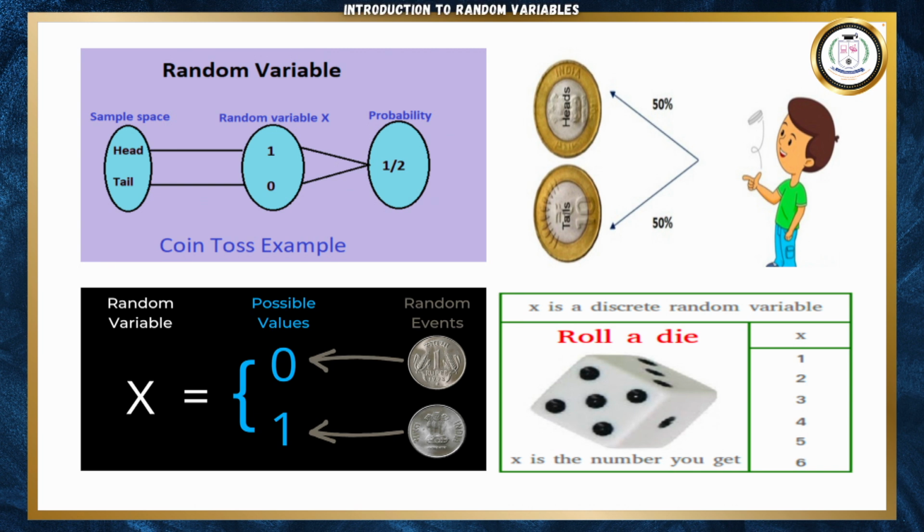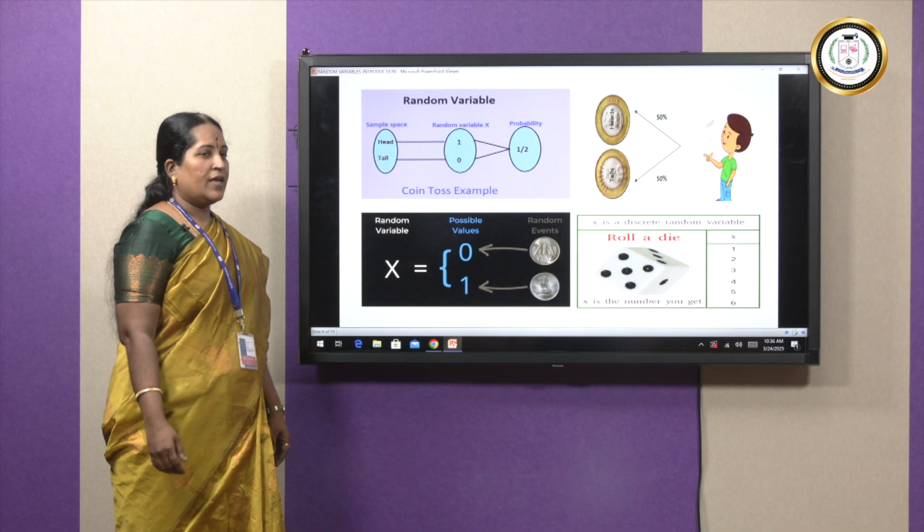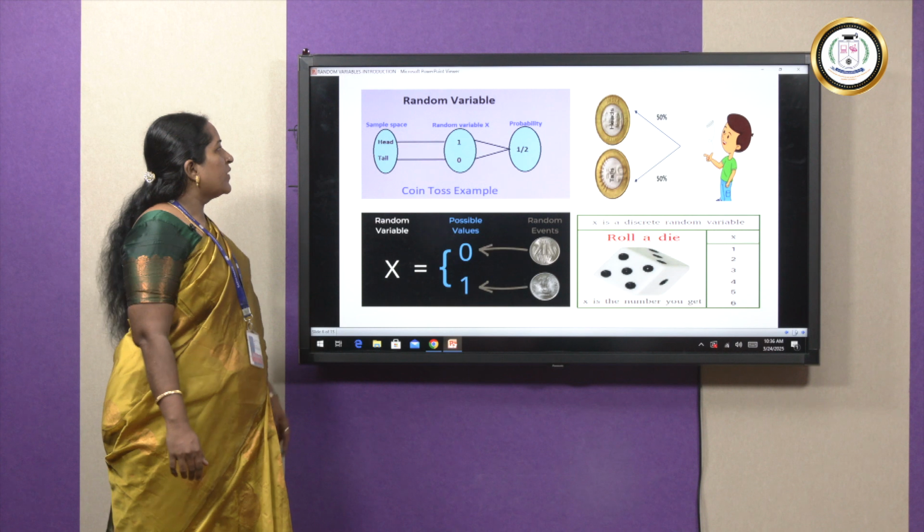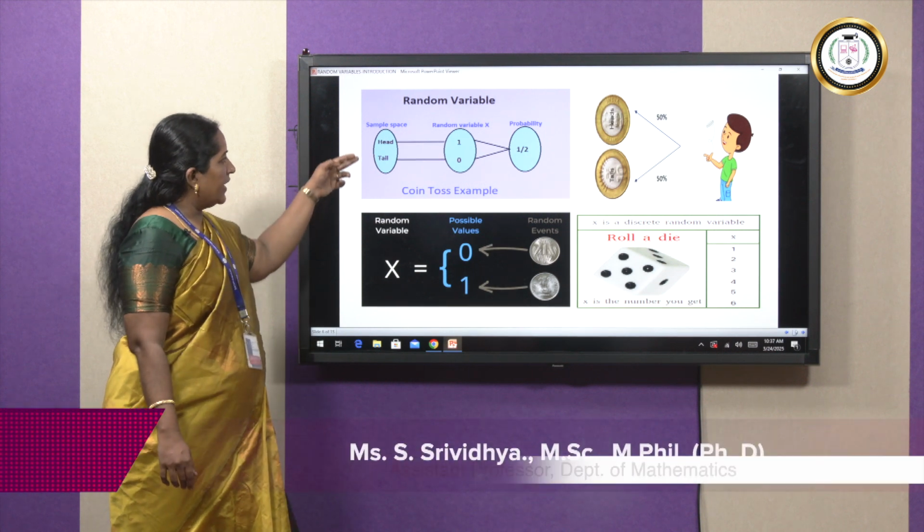So for the random variable, we can consider a sample space. Suppose we toss a coin, either head or tail will happen. So let us consider this as head and tail.